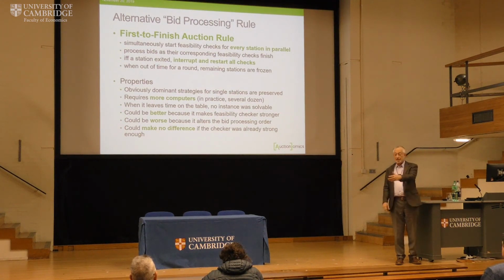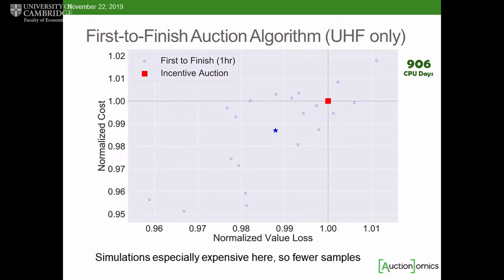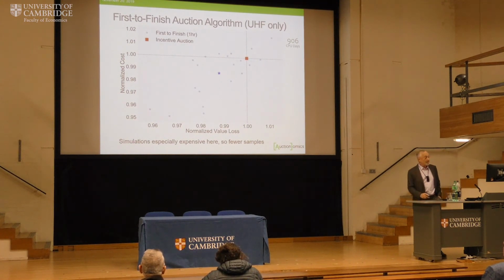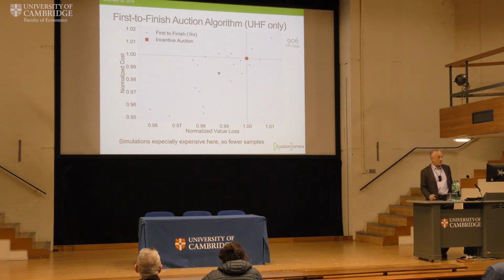Idle processors, well, these guys are sitting around waiting to find out what happened to his station. So here's what we did, and this took 906 CPU days. As you can tell, this is a lot of processing power that is required to do these simulations. And here's how the incentive auction, which the FCC ended up not implementing this rule, worked. And here's how it would have worked with the first to finish rule, where we had 1 hour of processing time in each round. And with 1 hour of processing time in each round, it saved a little bit.